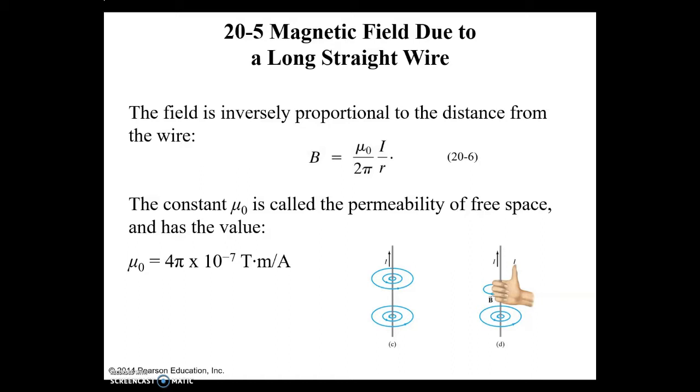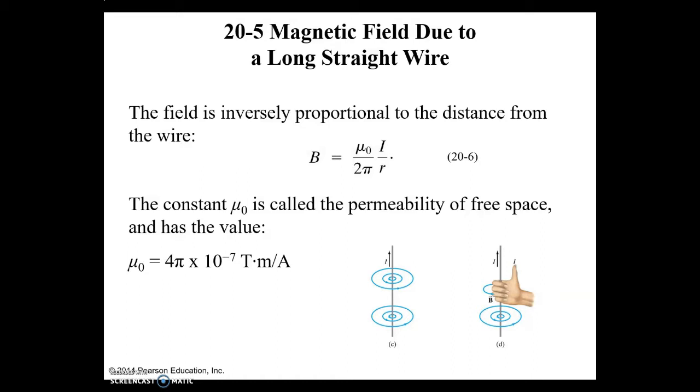When you take a current through a wire, we can actually calculate its magnetic field, and we find that it's inversely proportional to the distance from the wire. The way we calculate that is indicated by this equation here, mu naught times the current I divided by 2 pi r. Mu naught is a constant that we call the permeability of free space. It has a value of 4 pi times 10 to the minus 7th Tesla meters per amp.